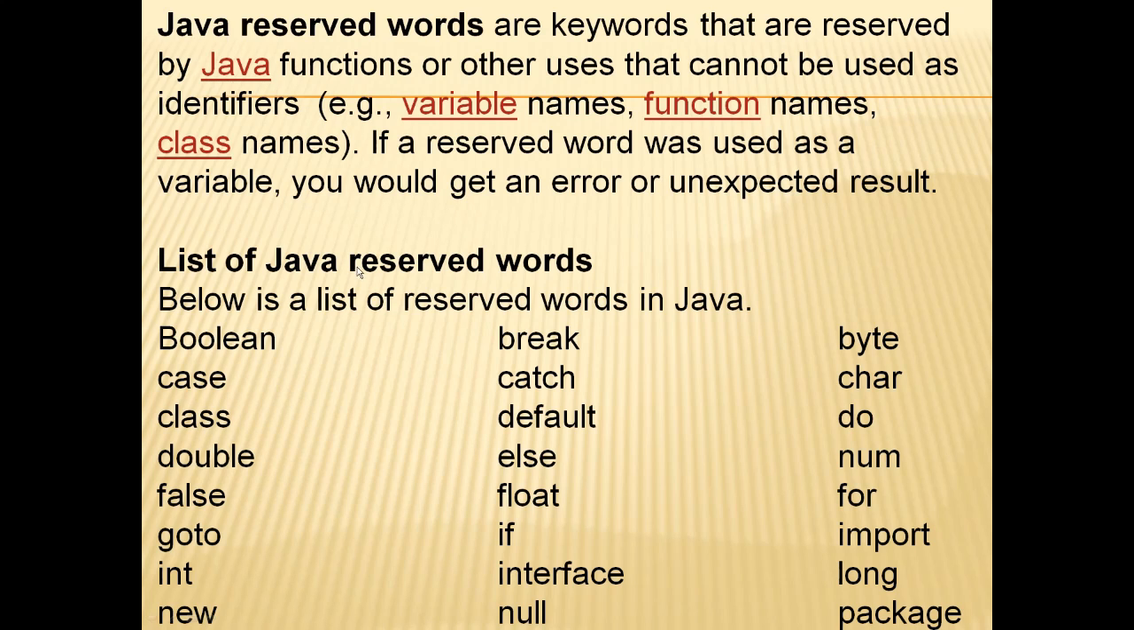Now, first we will know which are the Java reserved words. Below is a list of the reserved words in Java. In short, we can say that the words which are basically used for writing a Java statement in the program cannot be used for naming a variable in the program.